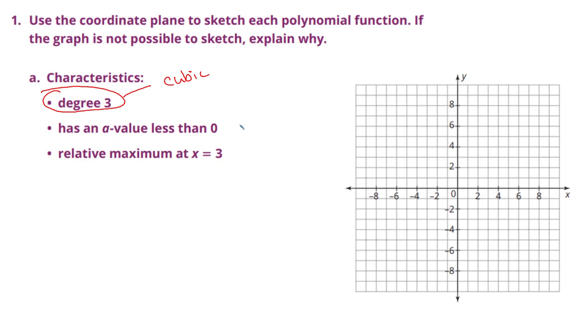So that means that the left side will be going up because the right side has to go down. And at x equals 3, it has a relative maximum. Does it tell me how high it needs to be? So you choose a point at x equals 3 that you want to be your highest point. I'm choosing this point.